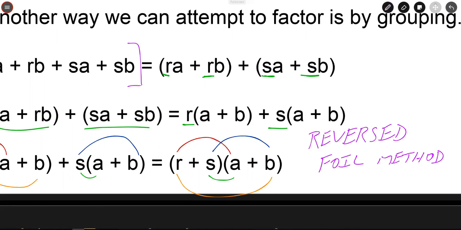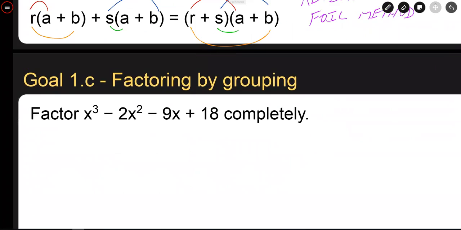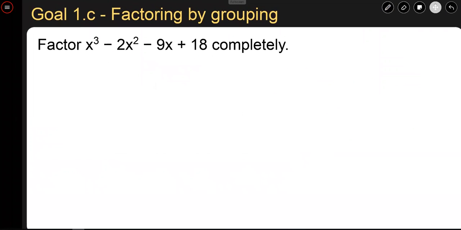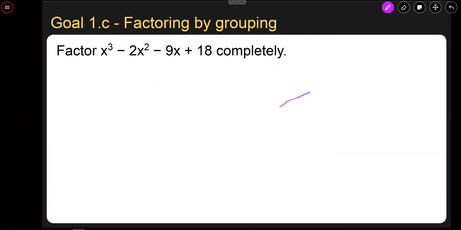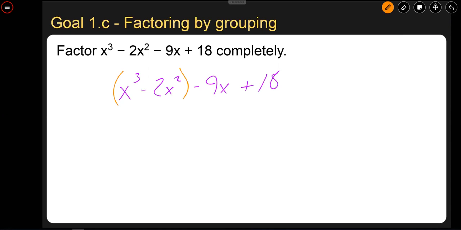Now this might be a little abstract, so what I'm going to do is work one out. It'll be a lot more straightforward to see if we actually have some values in there. So we want to factor x to the third minus 2x squared minus 9x plus 18. Well, what I'm going to do then is group these. I'm going to group x to the third minus 2x squared together. That's going to be my first piece.